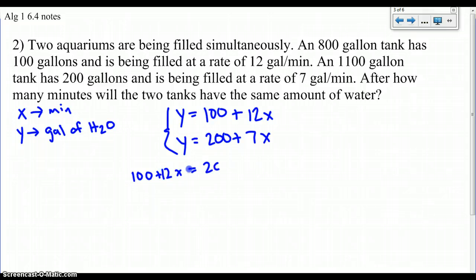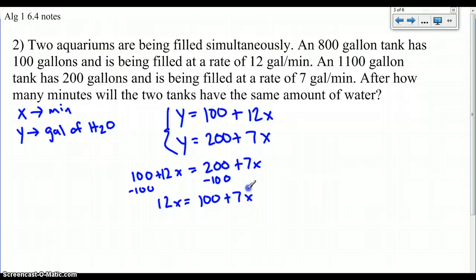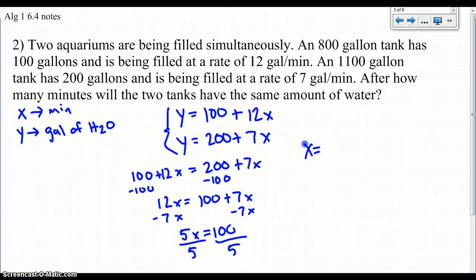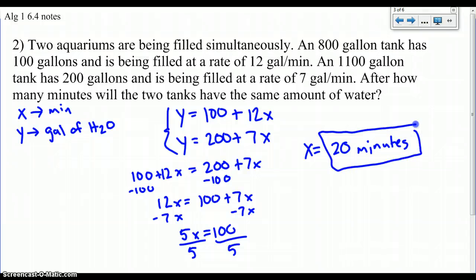Now again, I think this problem lends itself to a quick substitution. 100 plus 12x equals 200 plus 7x. I'll subtract 100, and subtract 7x, and finally divide by 5. And so x equals 20. And what does that mean? x equals 20 what? Well, x represents time in minutes. So 20 minutes is the solution. That's when the two tanks would have the same amount of water.